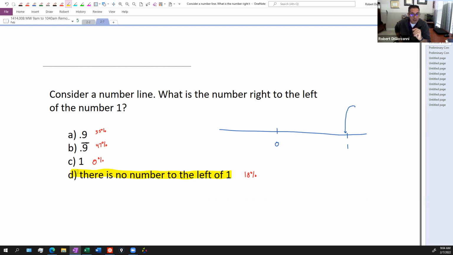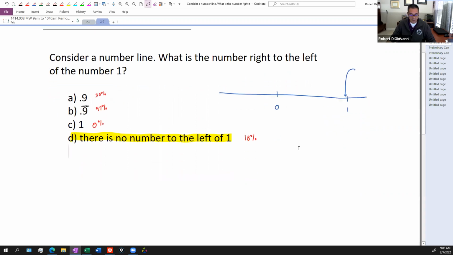Now, I need to explain this to you because this is a very important concept for today's material. The book doesn't talk about this at all, but especially as you move on into calculus, understanding this is important. It has to do more with our number system. So first of all, let me show you why it's not the first choice.